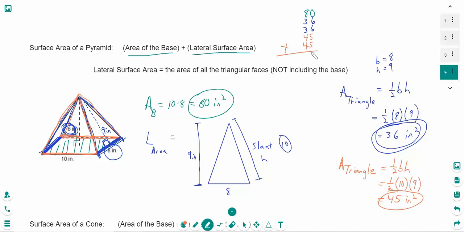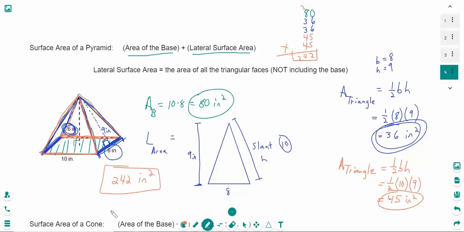All right? I know it's a lot of work to get there, but it's not that hard once you understand the process. So if we add all this up, we end up with what? 22, 16, 24, I believe. So we end up with 242 inches squared because we're talking surface area.